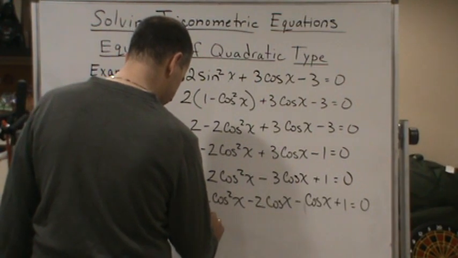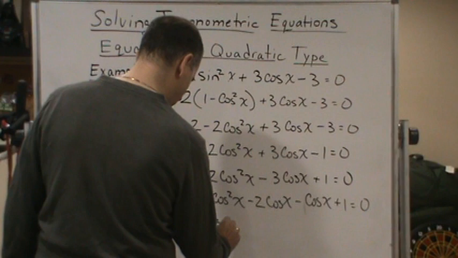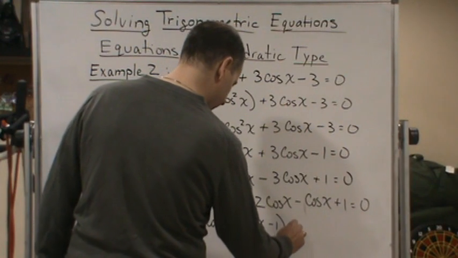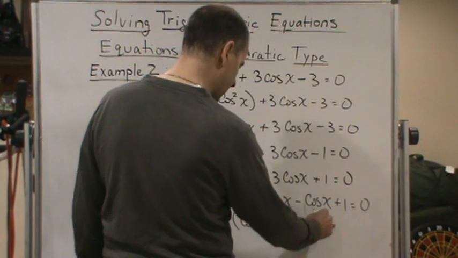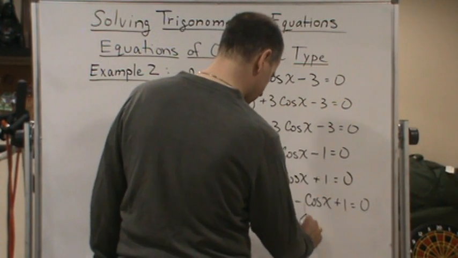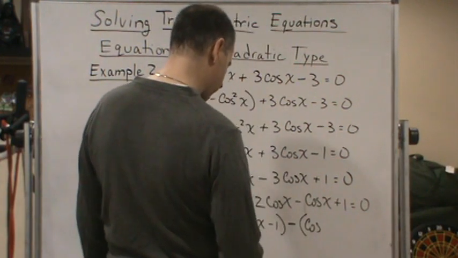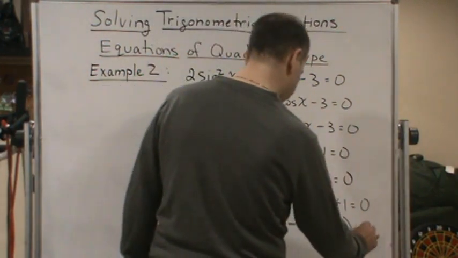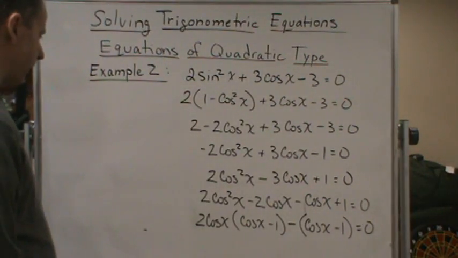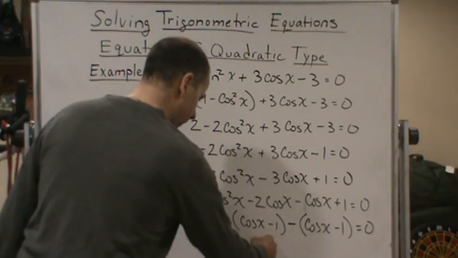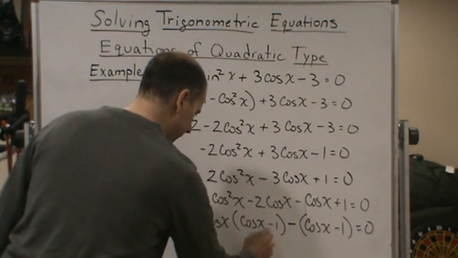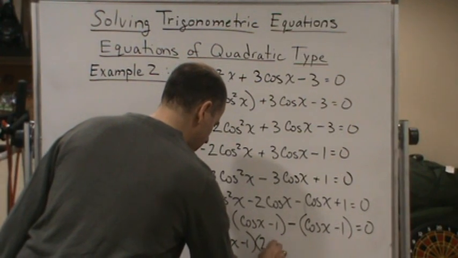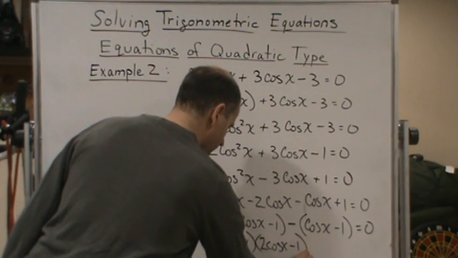Now I'm going to factor by grouping. So this is going to give me 2 cosine x times the quantity cosine x minus 1. And then what am I going to do here? I want a cosine minus 1, so I'm going to factor out a negative 1. So that's going to give me minus the quantity cosine x minus 1 is equal to 0. And then I'm going to factor again, right? I've got a common term again. So now I'm going to factor out the cosine x minus 1. So I get the quantity cosine x minus 1 times the quantity 2 cosine x minus 1 is equal to 0.